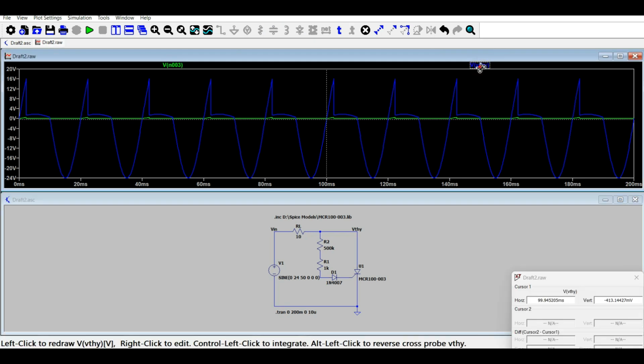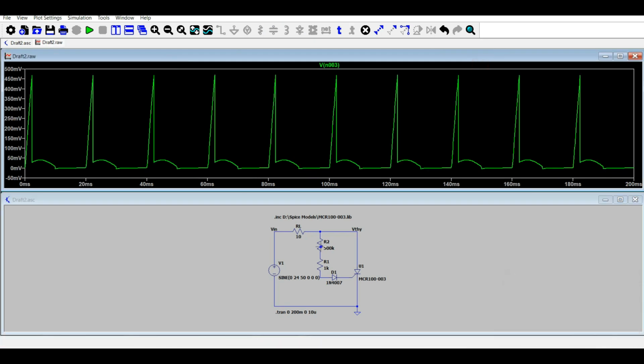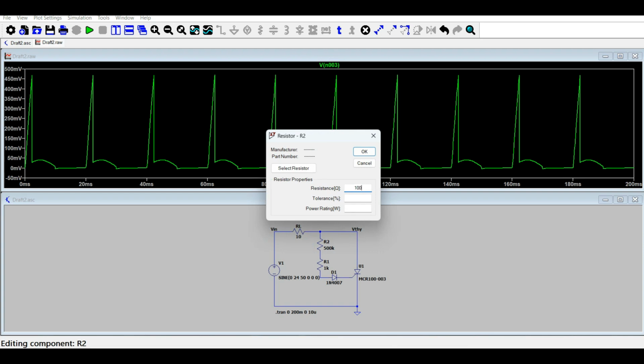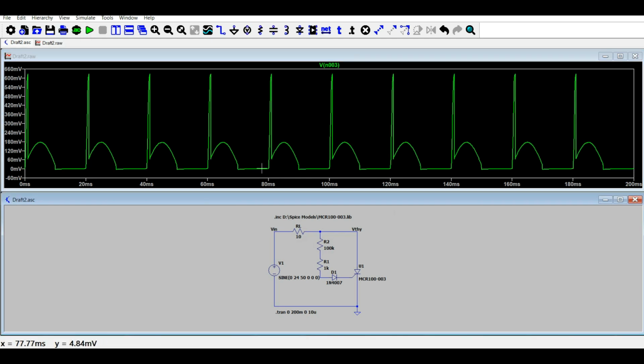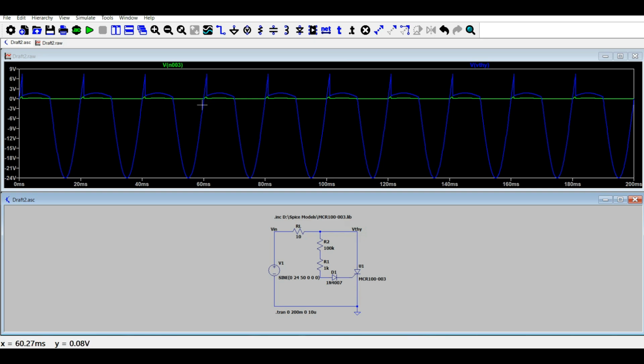And now I can further reduce it to, let's suppose, 100K, and in this case, I will be seeing a spike at the gate terminal at a smaller firing angle as compared to the previous case. So in this case, I can see the output, and you can see that the firing angle is maybe even less than 45 degrees, right?